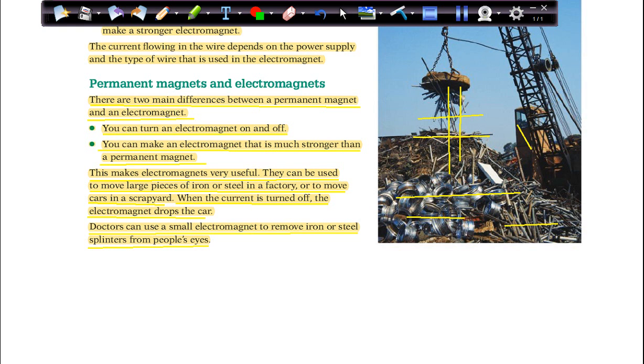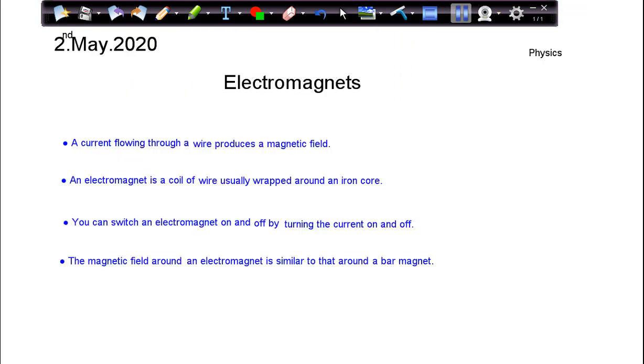So now let's go to the summary of the lesson. Electromagnets. A current flowing through a wire produces a magnetic field. An electromagnet is a coil of wire usually wrapped around an iron core. You can switch an electromagnet on and off by turning the current on and off. The magnetic field around an electromagnet is similar to that around a bar magnet. So this was all about electromagnets.